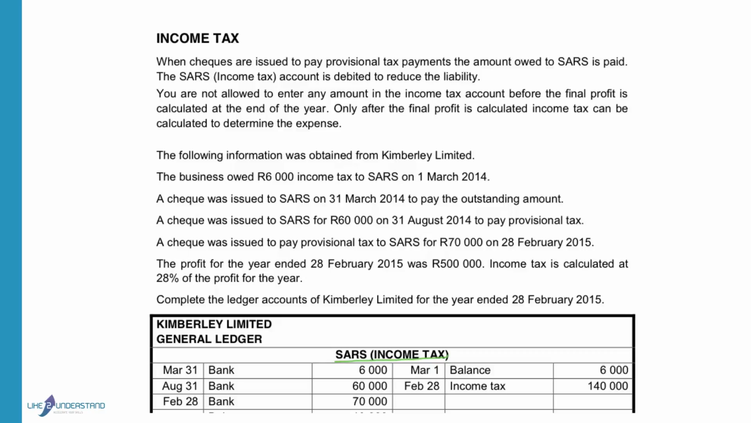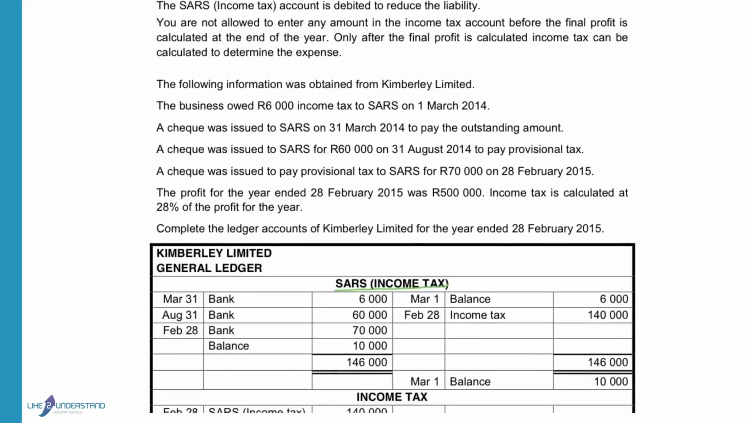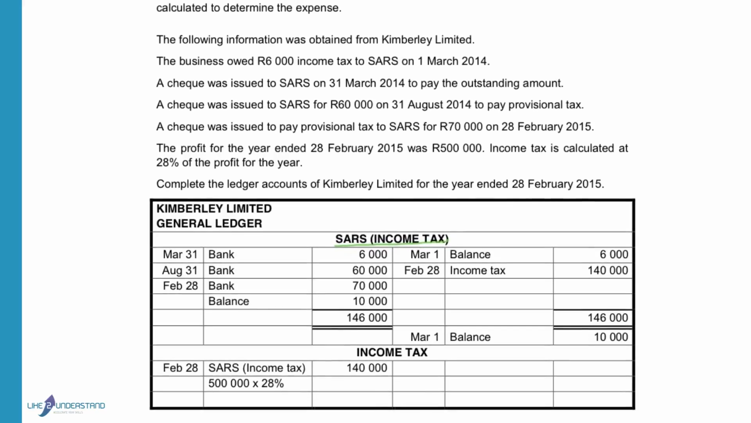We have the SARS income tax account that is a liability if you owe money to SARS. If you paid more than the amount that you were supposed to pay as provisional tax payment, the SARS account can be an asset. So SARS is one of those accounts that sometimes it can be an asset and sometimes a liability. But in most of the cases, it will be a liability.